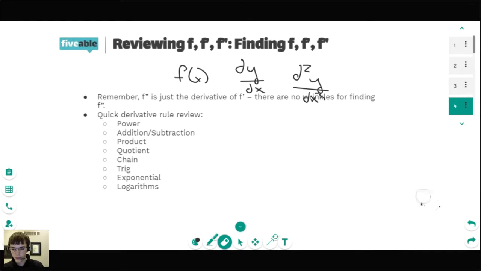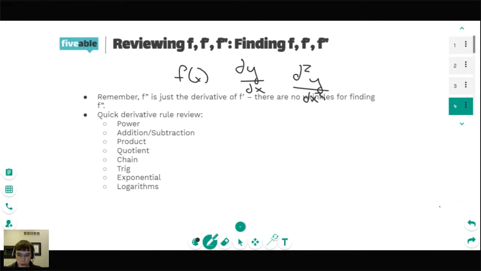remembering how to do derivatives. And at this point in the semester, I'm assuming you've probably studied derivatives. You've maybe even learned how to implicitly derive. I know some of my friends just had a test on that in school this week who are in calculus right now. But just a quick review of rules.